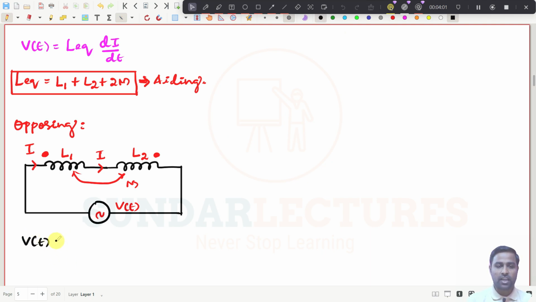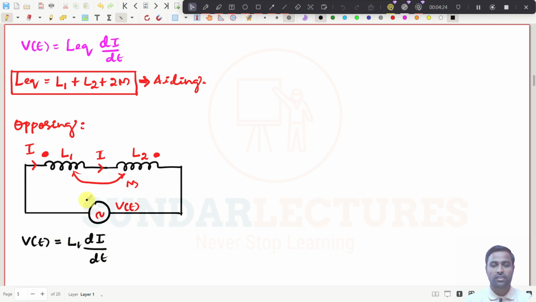That is V of t will be equal to, I need to write the self-induced EMF for this coil first. For self-induced EMF, you don't need to look at anything, just put plus. What is the value? It is L1 di by dt. Simply you can write that. And I have to see for mutual inductance now.